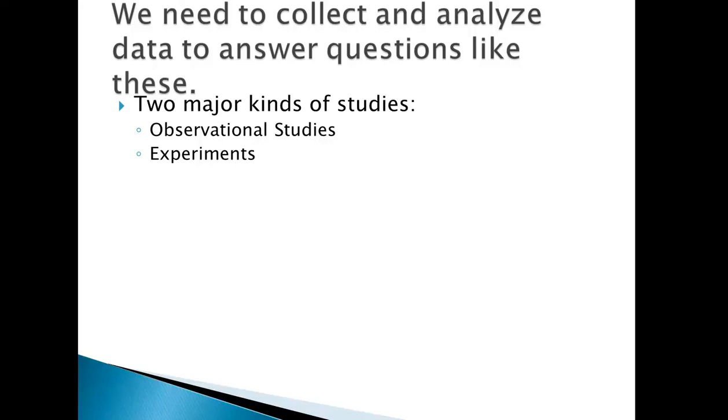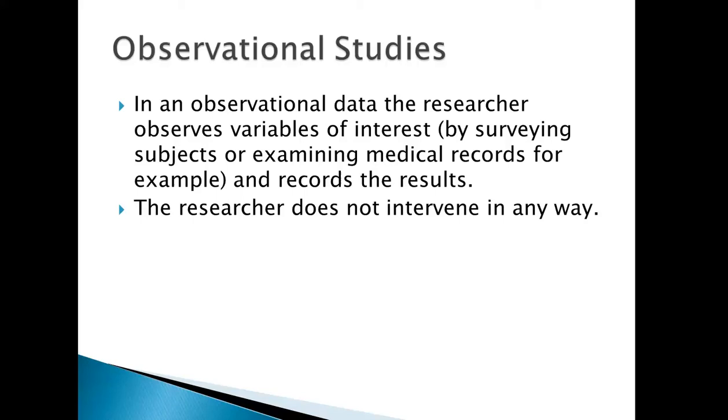So when we want to answer such a question, there are two major kinds of studies that we talk about: observational studies and experiments. In an observational study, the researcher observes variables of interest, just observes, surveying subjects, examining medical records, going out and looking at stuff, and records the results. The researcher does not intervene in any way.